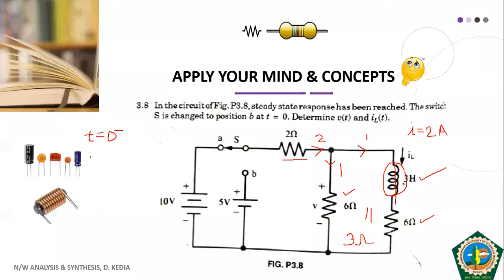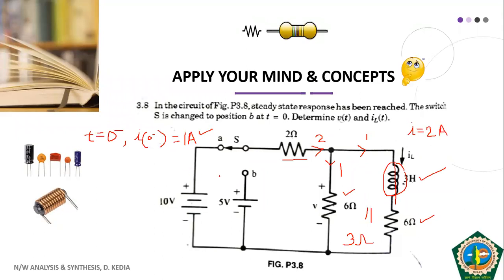So we can say that at t equal to 0 minus, our current through the inductor at 0 minus is equal to 1 ampere. So this I at 0 minus is equal to I at 0 plus, which comes out to be 1 ampere. This is our initial condition with regard to the current.